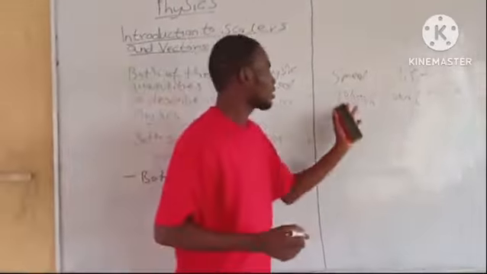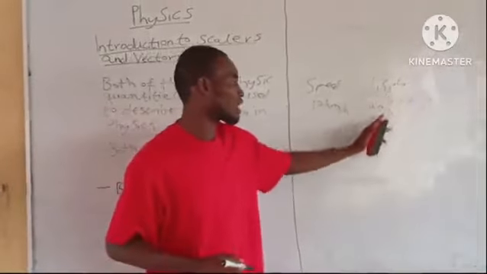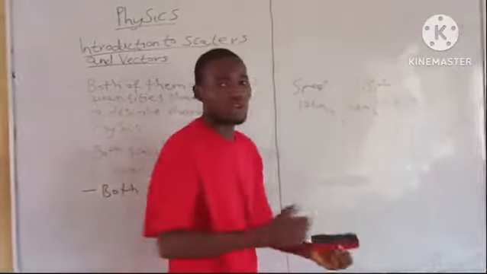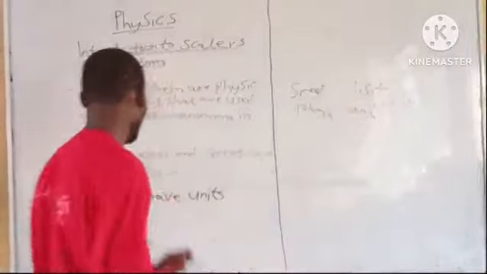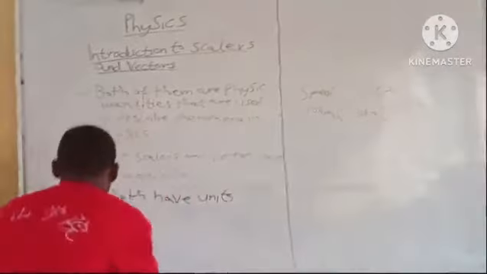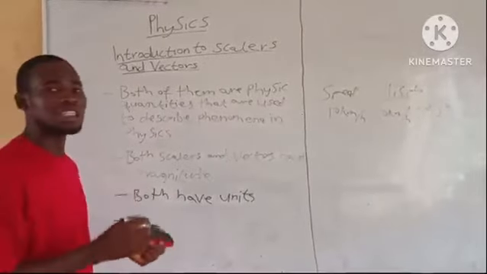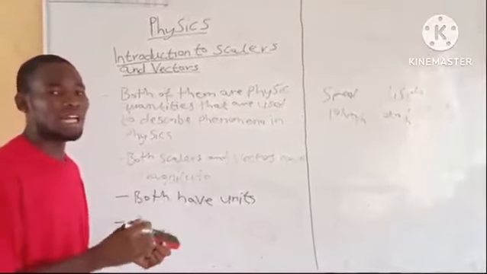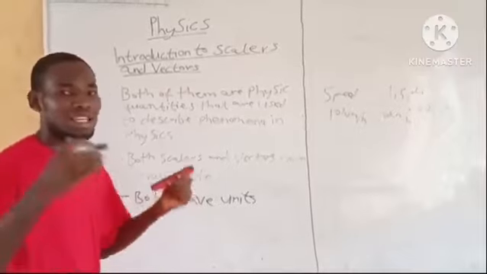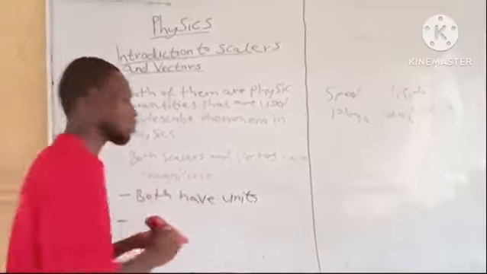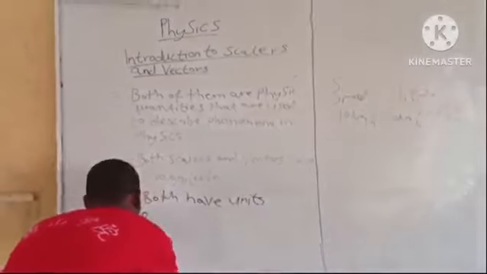Now, another similarity between scalars and vectors is that both of them have units. Speed, 10 kilometers per hour, displacement, 10 kilometers. This kilometer per hour is what? Units. So both of them have units. Another similarity between scalars and vectors is that both of them can undergo mathematical operations like addition and subtraction.